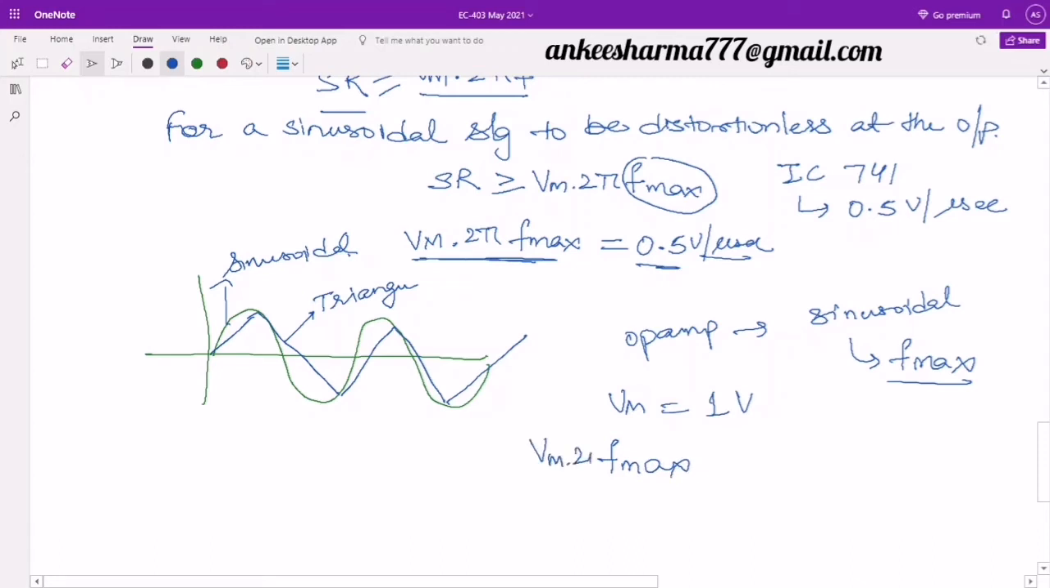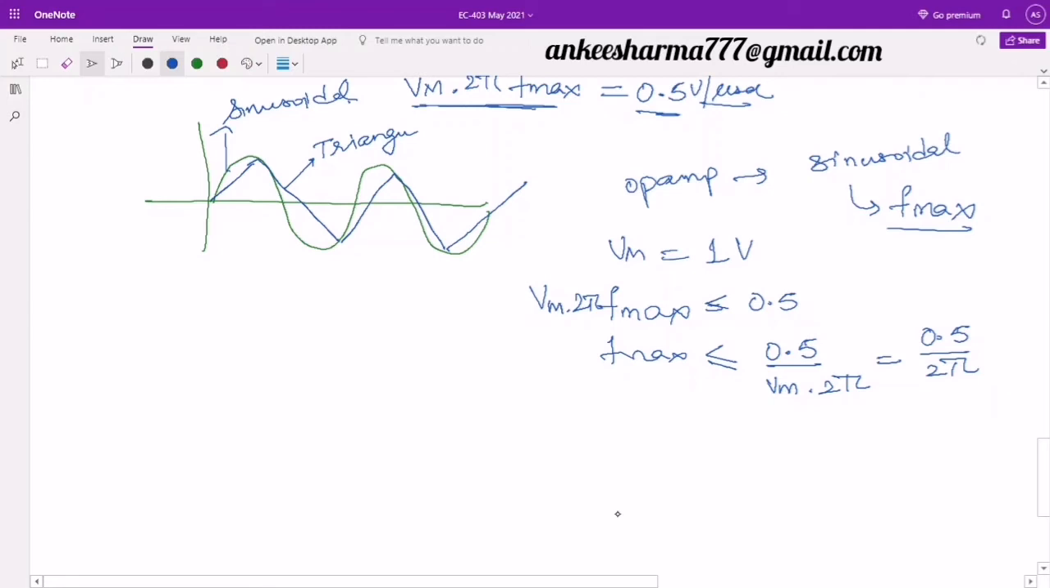Vm into 2 pi is equal to 0.5 volts per microsecond. So I will say here my f max should be less than or equal to 0.5 divided by Vm into 2 pi, and if I substitute these values you can calculate it, it will be 0.5 by 2 pi and some value will come. That frequency will come in the megahertz because it is volt per microsecond, so it will be into 10 raised to power 6. So this is that frequency.